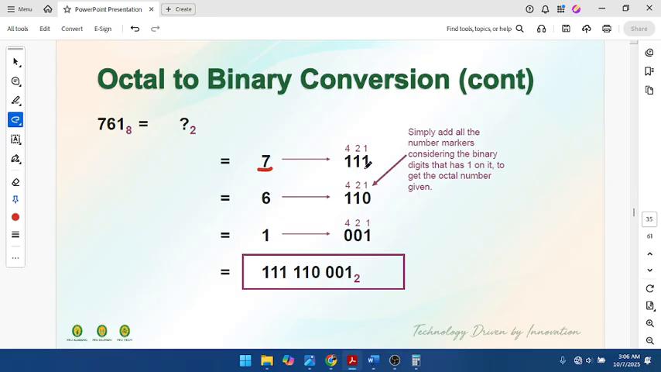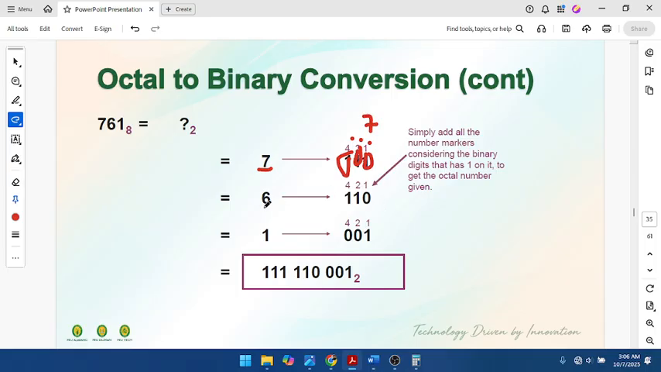Why? Because 1, 2, 4 gives us 7, meaning you have to put all ones. This is base 8, so the digits are 0 to 7. So 1, 2, 4, we have 7.